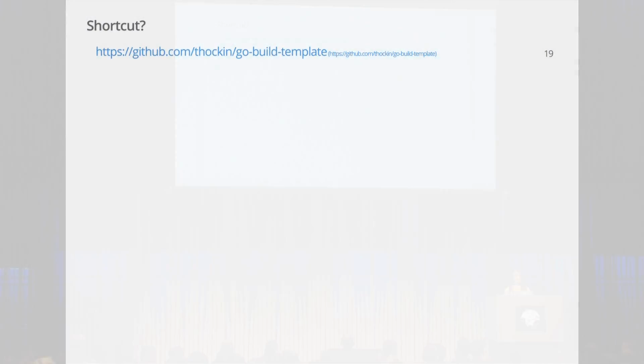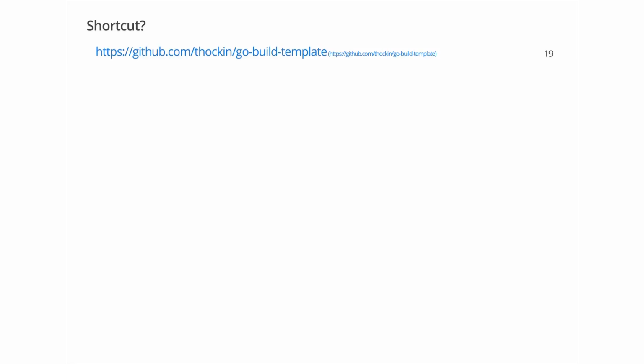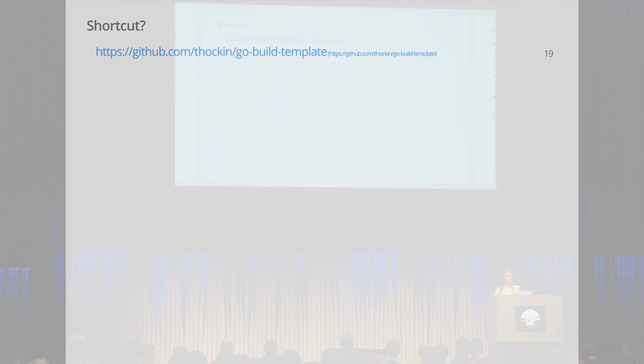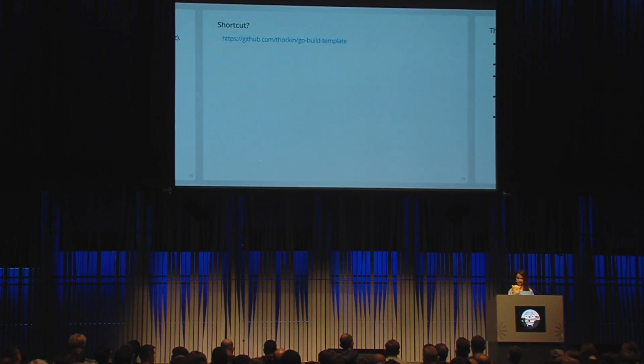So there is a slight shortcut for this. There is something called Go Build Template, which gives you a makefile and Dockerfile for your Go apps, and it uses the command and package top-level structures. So if you clone that and start your app with it, it's going to encourage that structure. So it's already becoming a new industry standard, I think, across many, many projects.